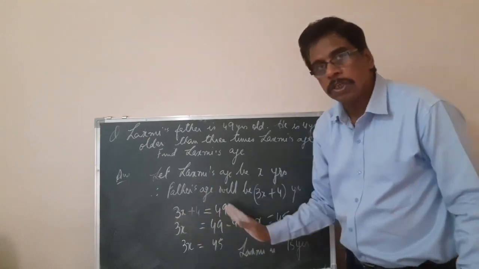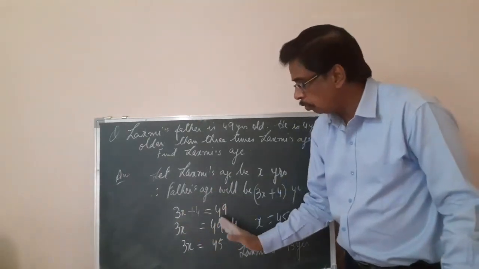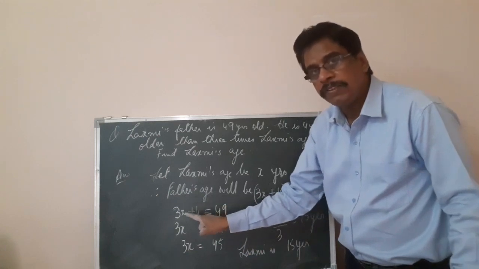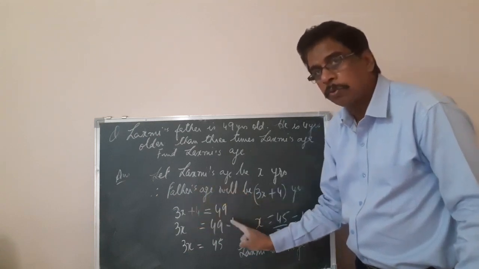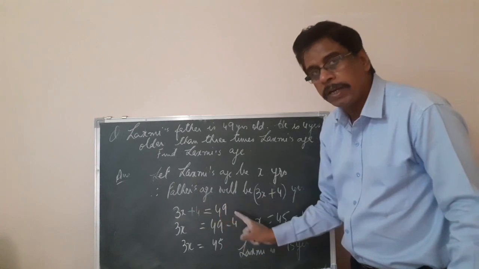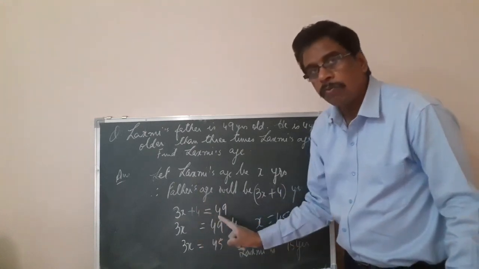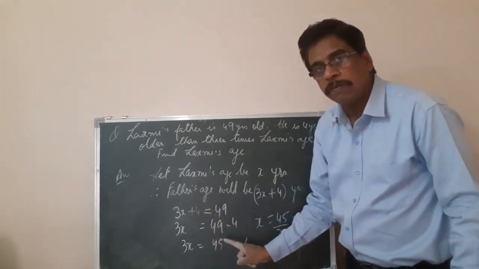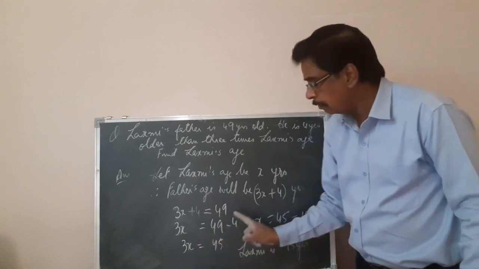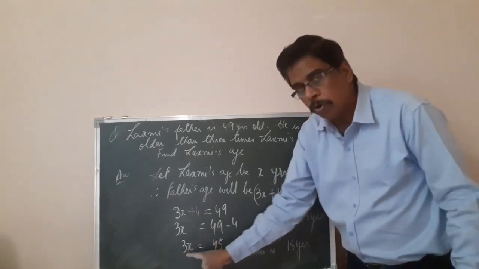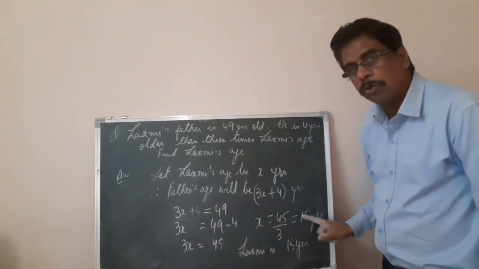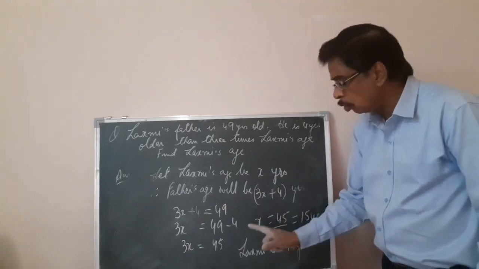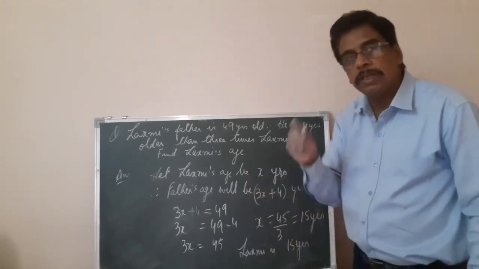Variables one side, constants one side. So 3x is equal to 49, and the plus 4 from the left hand side we bring to the right hand side. When we transpose, the sign changes, plus will become minus 4. 3x is equal to 49 minus 4, which is 45. 3x is equal to 45, so x is equal to 45 upon 3. x is equal to 15. So Lakshmi's age is 15 years.